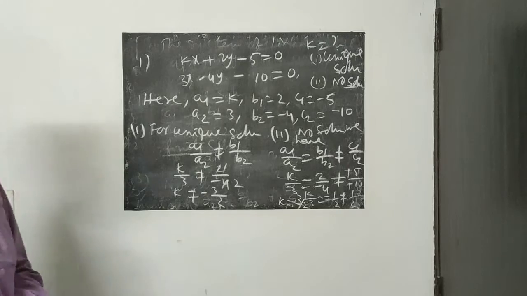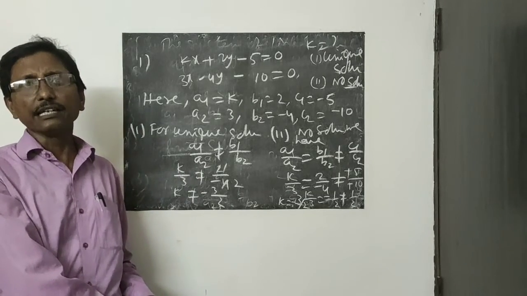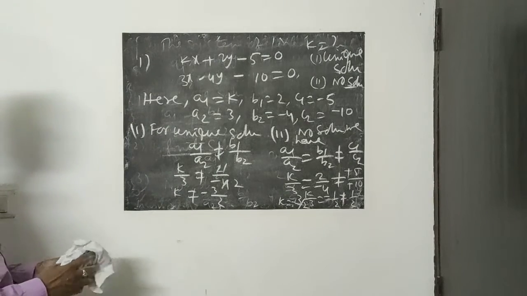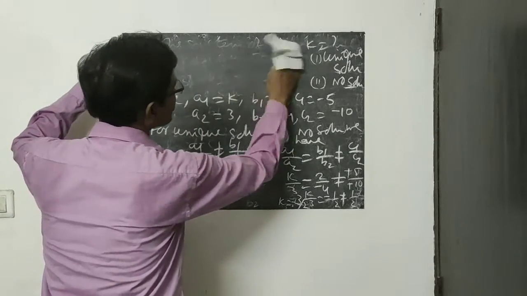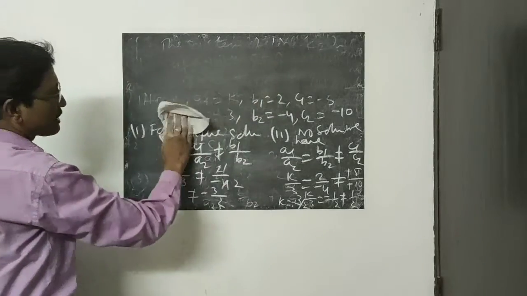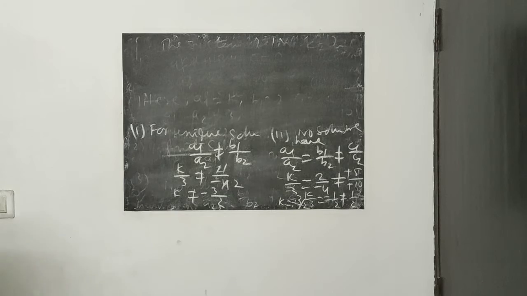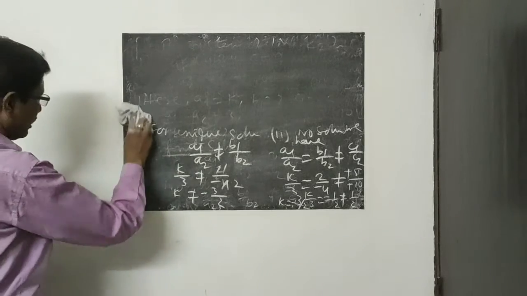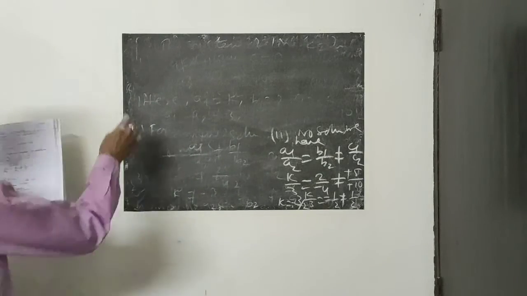Now, one other type you have, that is the infinite solution. So one question we would like to discuss: find the value of k for which the given system of equations will have infinite solution. Any question like that, if you want to see, from your book also it is there. See that question.